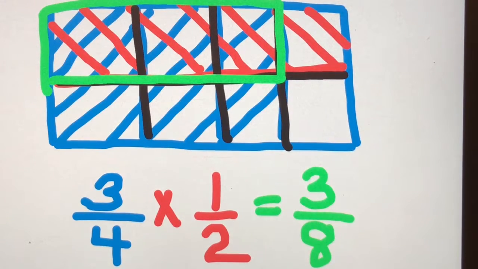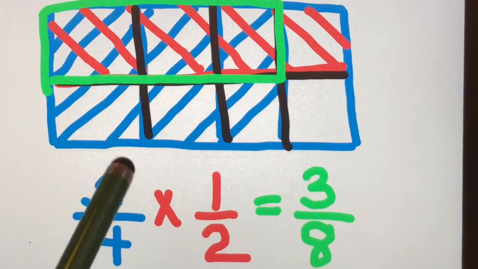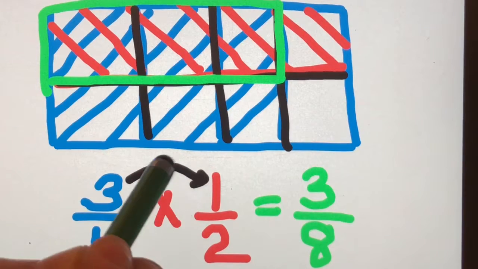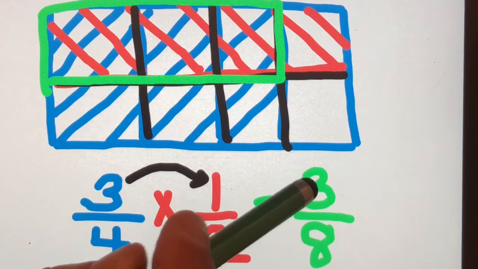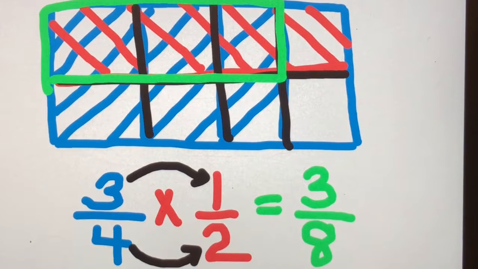So I now want to connect this to our algorithm, our standard algorithm, that says when we multiply fractions, we multiply the numerators and multiply the denominators. So if I look here, I have 3 times 1 is 3. And here I have 4 times 2 is 8. And indeed, I have connected back to that standard algorithm.